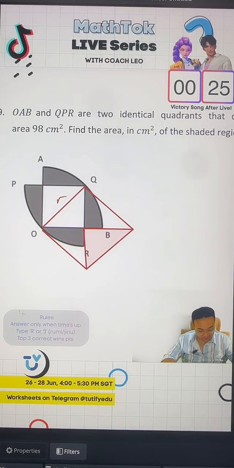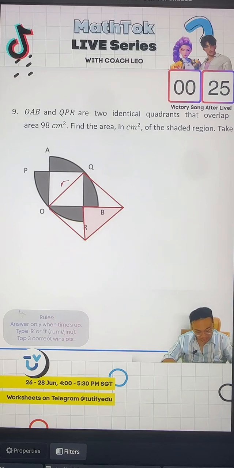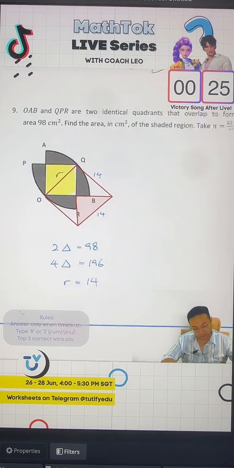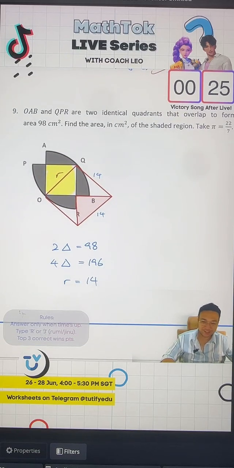What does that mean? The question already told you that this yellow part is 98. So it means that 2 triangles is 98. So what is 4 triangles? 98 times 2, which is 196. Since you know that this entire square is 196, then this is 14 times 14. So therefore the radius is 14, because 14 times 14 equals 196. This is one of the harder parts of this question. But once you find the radius, you still need to visualize what's going on.